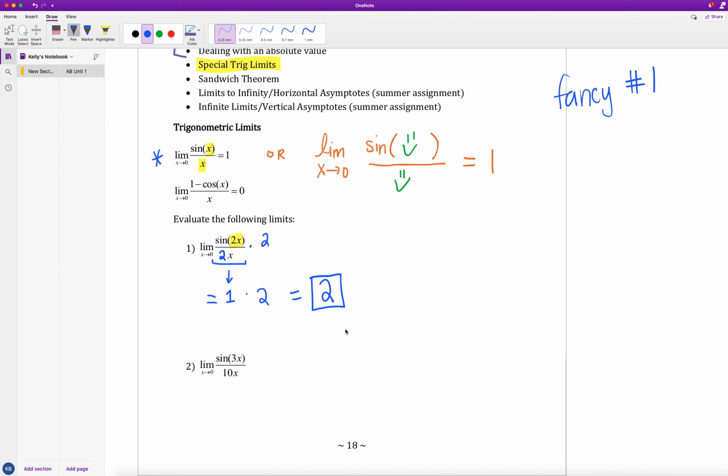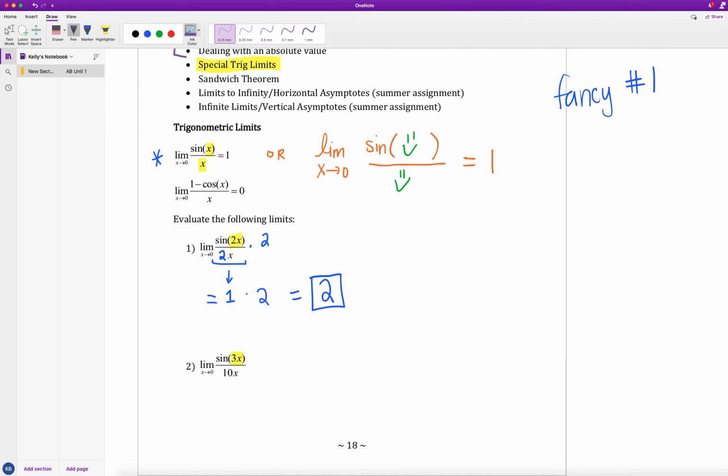Let's look at example 2. So in example 2, it says the limit as x approaches 0 of sine of 3x all over 10x. Now remember, what am I allowed to change and what am I not allowed to change? I am not allowed to change this 3x. That sine of 3x is stuck. There's no way I can take things in and out of trig functions. That is not valid mathematics.